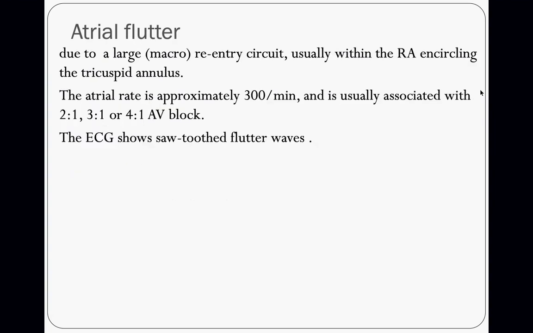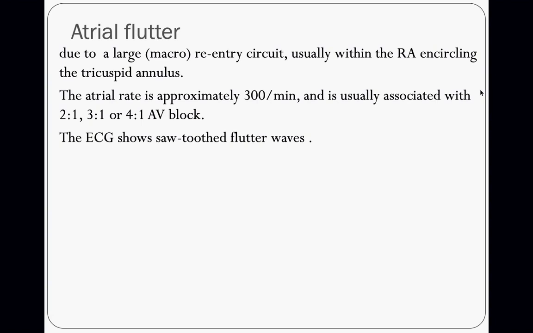Sometimes we have atrial flutter. Atrial flutter occurs due to a large re-entry circuit, usually within the right atrium, encircling the tricuspid annulus. Atrial flutter is a form of supraventricular tachycardia, and the atrial rate is approximately 300 beats per minute, and is usually associated with 2 to 1, 3 to 1, or 4 to 1 AV block. The ECG shows saw-toothed flutter waves.